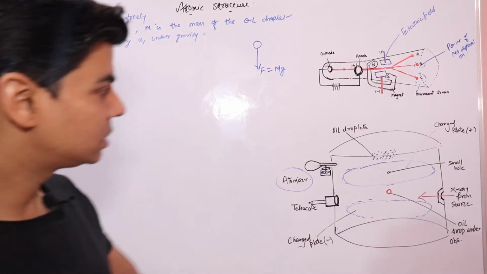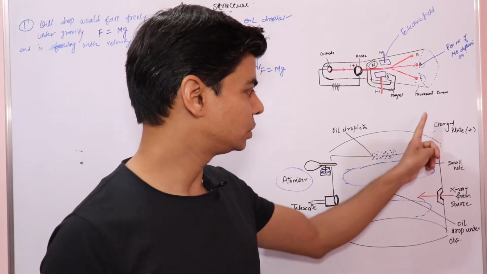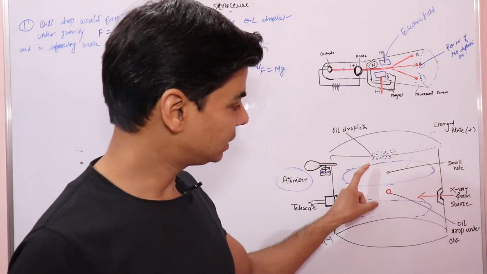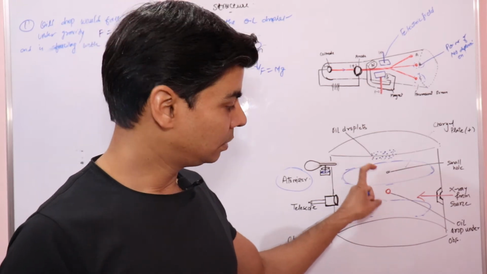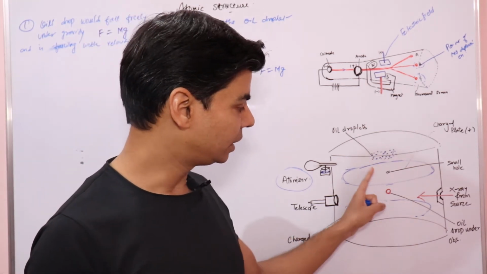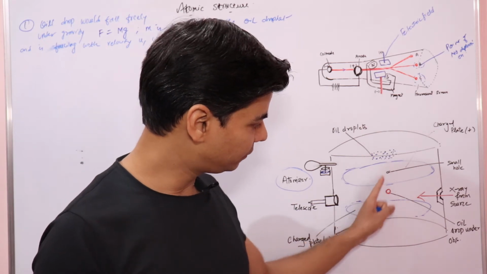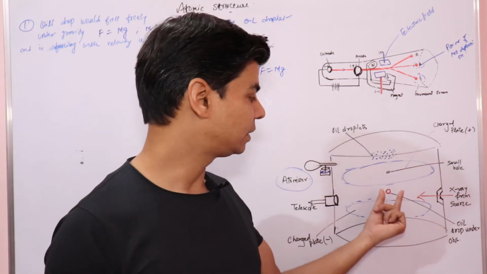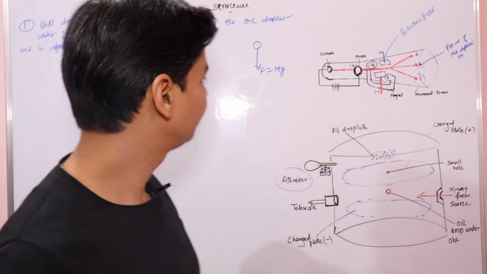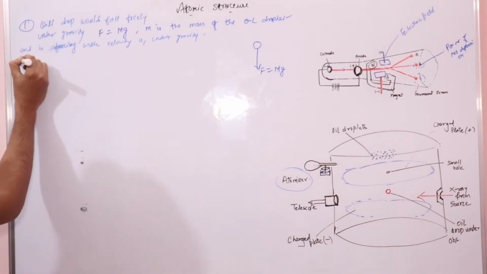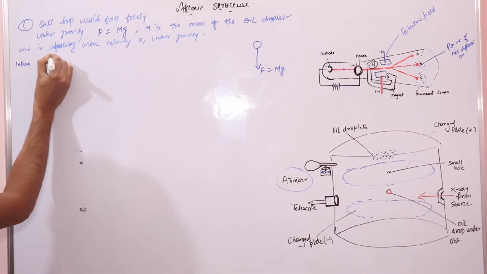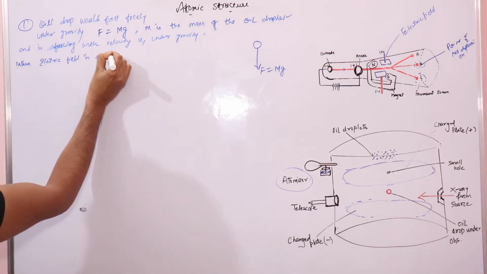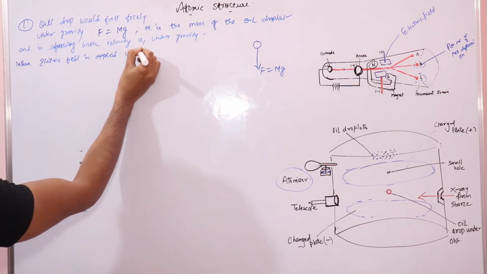Since I said we have these charged metal plates, this one is connected to the positive terminal of the battery, and this is connected to the negative terminal of the battery. So let's say now we apply an electric field, and the space between these plates now has an electric field. Now let's see what the effect of the electric field is on the motion of this oil droplet, when the electric field is applied using metal plates.